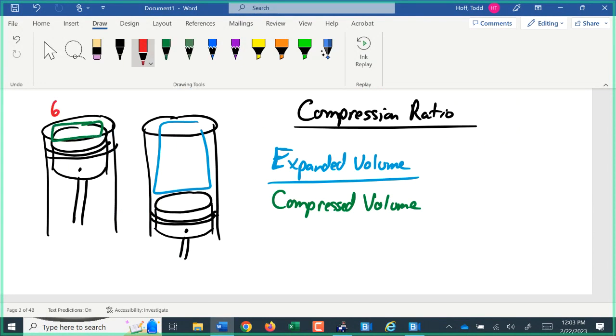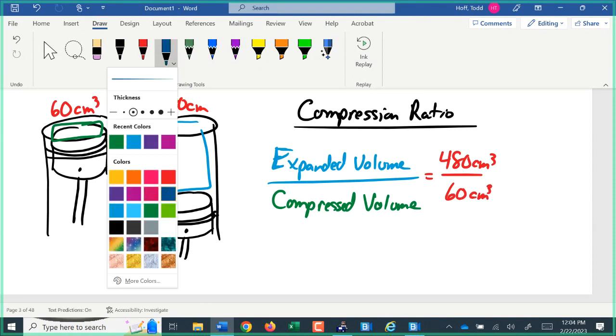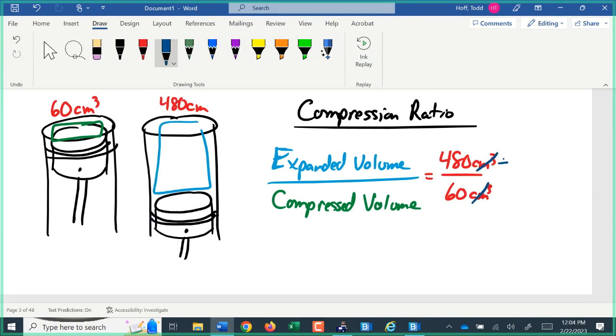So let's say that this is 60 cubic centimeters, and this is 480 cubic centimeters. So the expanded is the 480. Compressed is the 60. Now, of course, the cubic centimeters do cancel out, and both 480 and 60 divide by 60. You could divide by 10, and then by 2, and then by 3. We're just going to divide by the 60 here. 480 divided by 60 is 8. 60 divided by 60 is 1.